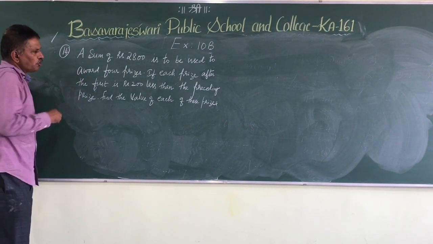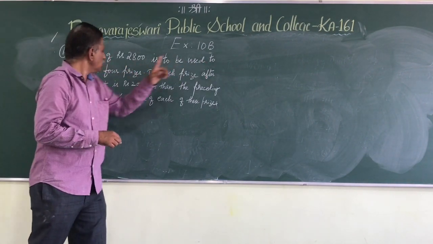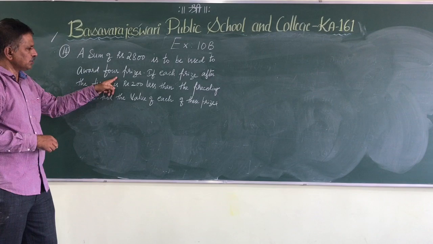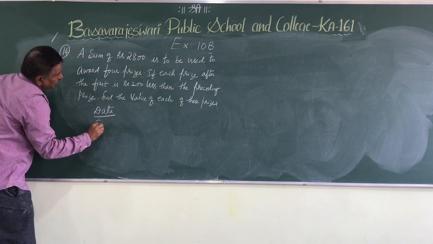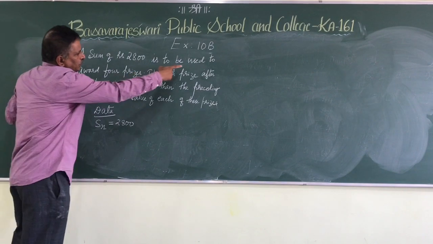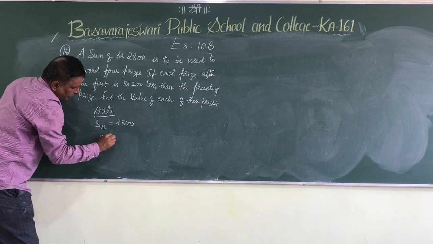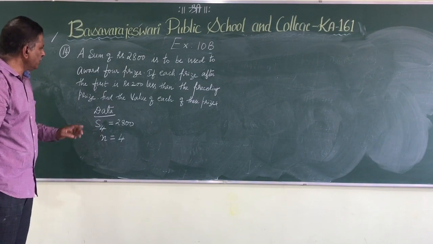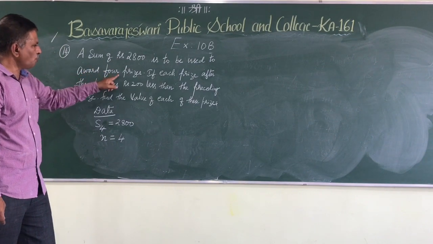Yes. So according to the given question, the sum of rupees 2800 is to be used to award 4 prizes. So total is 2800, number of prizes are 4. According to the given data, Sn is equal to 2800. It is to be used to award the 4 prizes, so very clearly, n is equal to 4. That means the sum of 4 prizes is 2800.